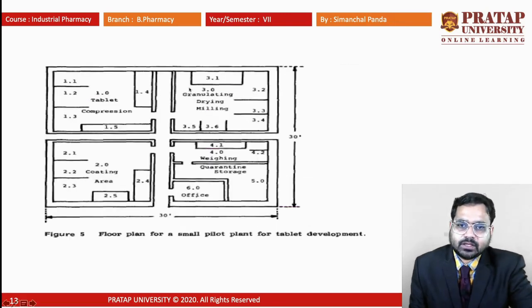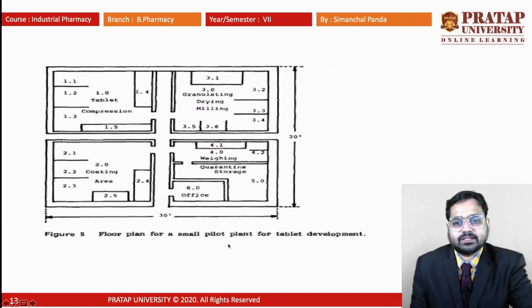So like this, we can also go for the floor planning for a small pilot scale. We can go for a direct quarantine storage area, office area, then the granulating, drying, and mills, then it will directly go for the compression, and if required it will go for the coating. So this is the basic design.